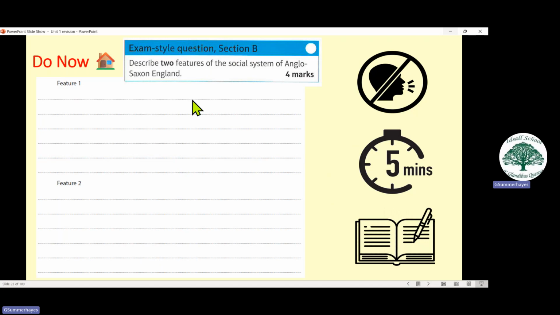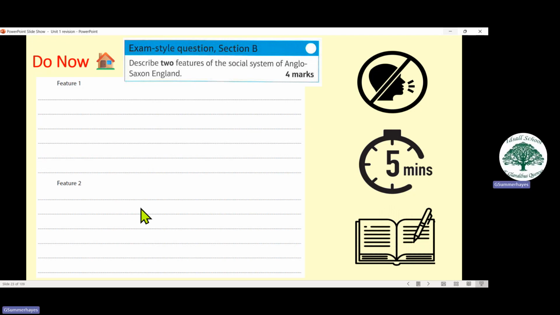So if you got two features of the social system of Anglo-Saxon England, you would need to tell me something maybe about the law and the weregild. And you could then say the weregild was paid if somebody committed a murder. It depended on how important you were how much you got. For example, it was only 20 shillings if you were a peasant, that sort of stuff.